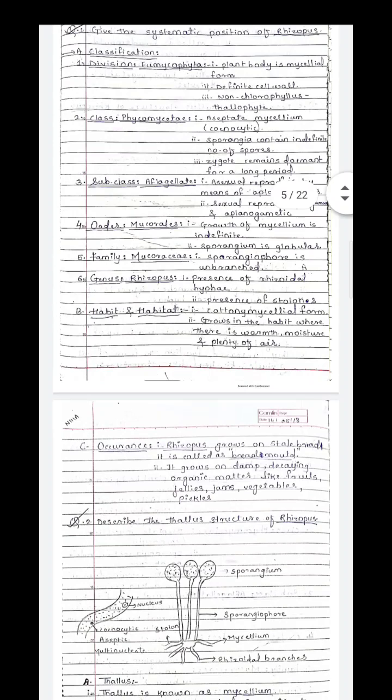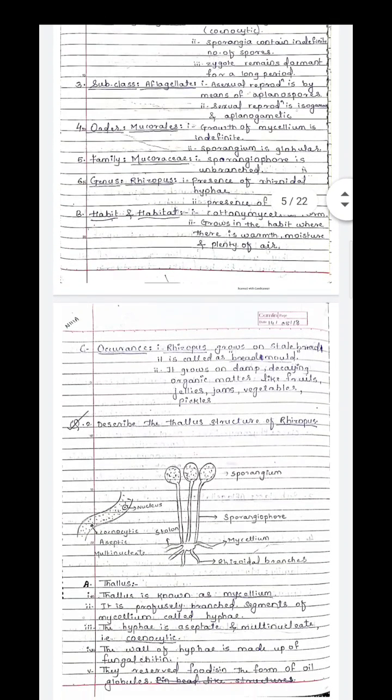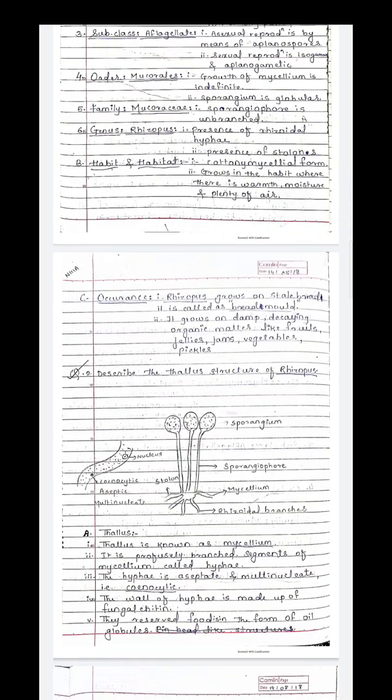These Rhizopus are also called the bread mold. Why is it called bread mold? Because it grows on bread. So if they grow on bread, then it is called the bread mold. But besides bread, it also grows on some decaying organic matters like fruits, jelly, jam, vegetables, etc. So this is regarding the habitat or occurrence.